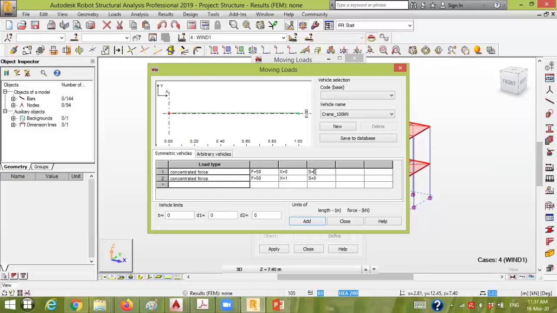S here is the width of the crane, so the width is 11.3. X is the distance between the two concentrated loads, 0 to 1. I have to write 11.3 twice because it's the width at x equal 0, the red points, and the width at x equal 1, the two green points. I think that the crane is well defined. We'll see later if it's the case, so we'll add this load.